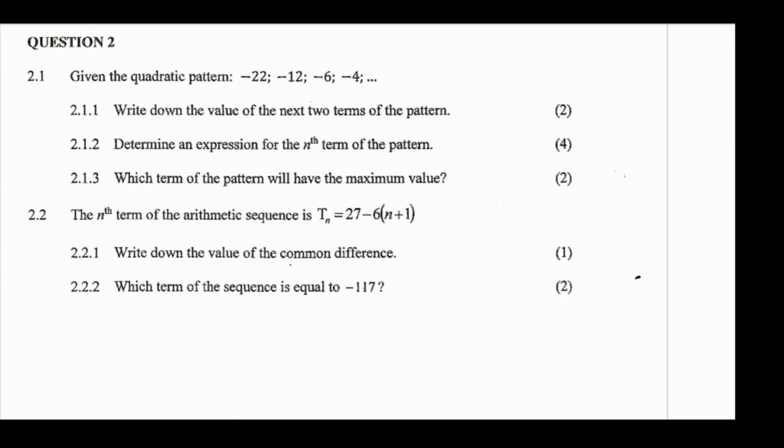So now looking at question 2.1, it says that given the quadratic pattern of minus 22, minus 12, minus 6 and minus 4. In 2.1.1 we are asked to write down the next two terms of the pattern. So we need to find the next two terms of the pattern. We have minus 22, minus 12, minus 6, minus 4.